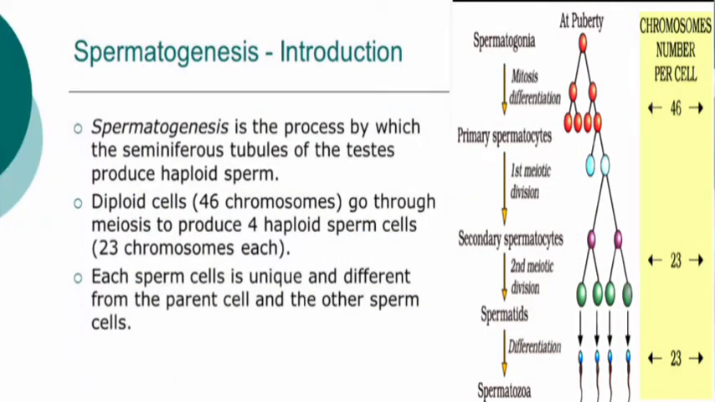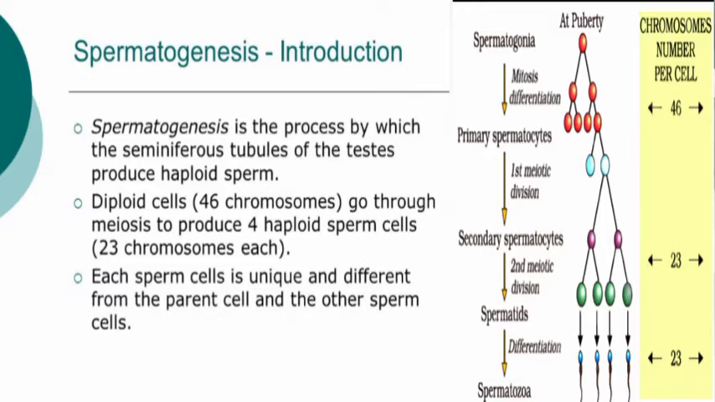Before going to the definition, we will learn about the introduction. Spermatogenesis is the process by which the seminiferous tubules of the testis produce haploid sperm. It is the process of formation of sperms. Sperms are in haploid number, and we see this in the seminiferous tubules.